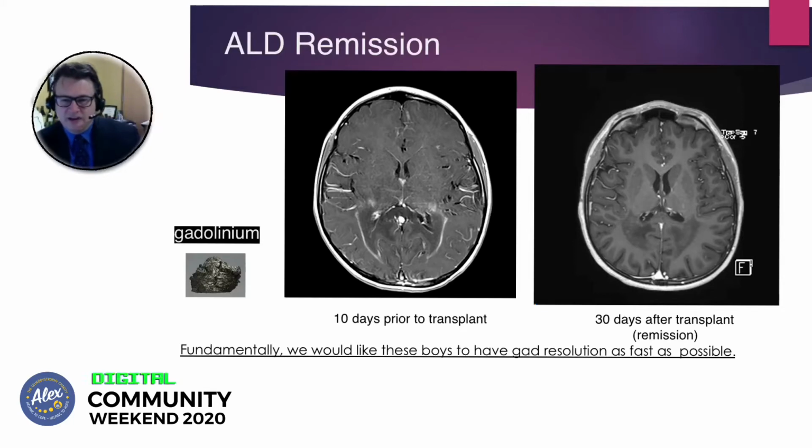Again, the goal is stabilization of the child and prevention or attenuation of progression, at least slow the disease process down enough where the boy can live a healthy life. So fundamentally, we'd like these boys to have gadolinium resolution as fast as possible. There's no benefit to having the gadolinium resolve at day 60 or day 100 after transplant, but we want it to go away as soon as possible. It's a bit like treating cancer. You want to have that cancer treated as fast as possible in the shortest amount of time.